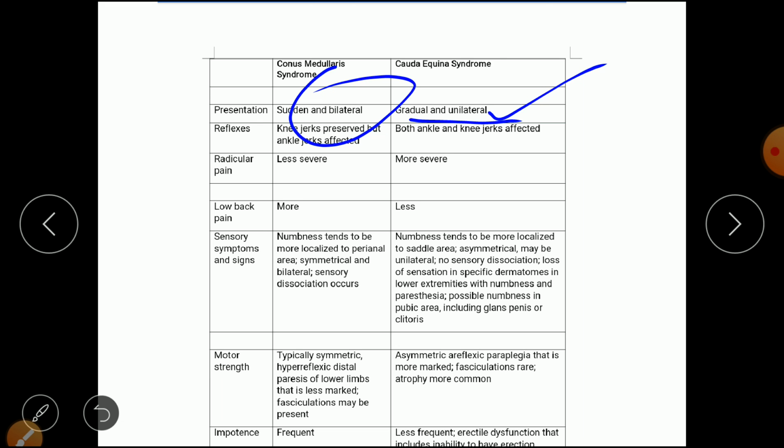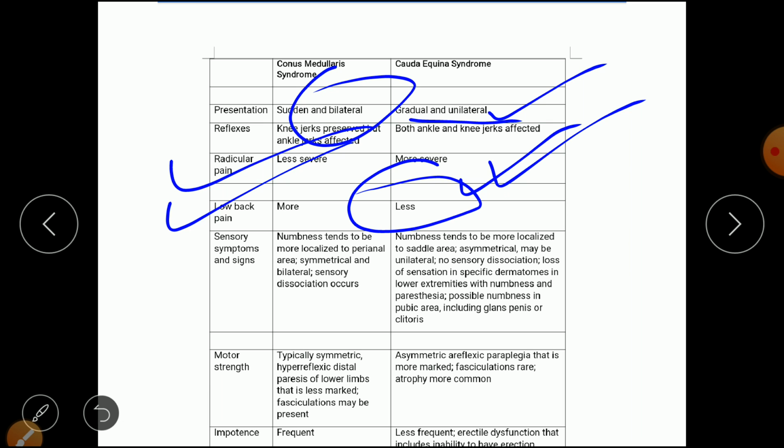So knee jerks are preserved, but the ankle jerks are affected in the conus medullaris, and in the cauda equina both ankle and knee jerks are affected. Radicular pain is less severe, but the low back pain is more in the conus medullaris. In comparison, in cauda equina the radicular pain is more severe, but the low back pain is less, because in the conus medullaris T10 to T12 and S1 to S5 are affected, but in the cauda equina the L2 and the lumbosacral region are affected, so the low back pain is less in cauda equina.